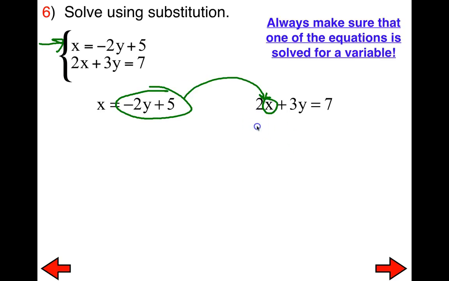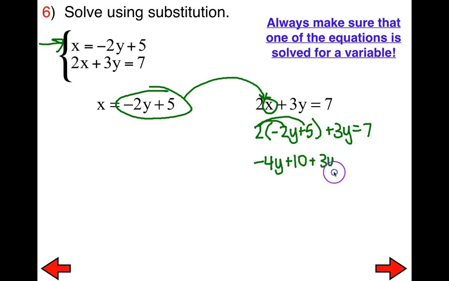So that's going to leave us with 2 times the quantity, well, x is now rewritten as negative 2y plus 5. We're still going to put plus 3y equals 7, just bringing that down. Now you're going to distribute the 2 to both terms, which leaves us with negative 4y plus 10 plus 3y equals 7. At this step, you combine like terms, which leaves us with negative y plus 10 equals 7.